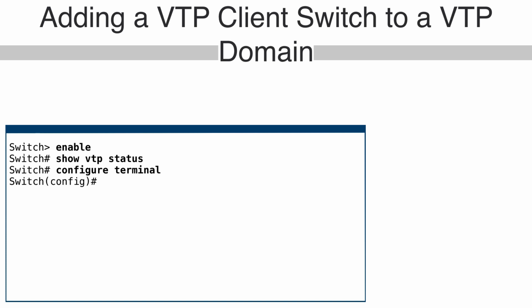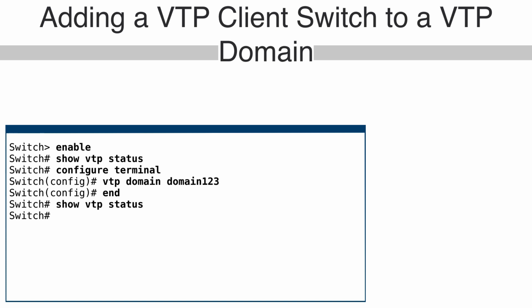Enters the global configuration mode. Changes the domain name from the original one displayed in step 1 to a new name. Returns to privileged exec mode. The VLAN information on the switch is updated and the configuration revision number is reset to 0. Verifies that the configuration revision number has been reset to 0.